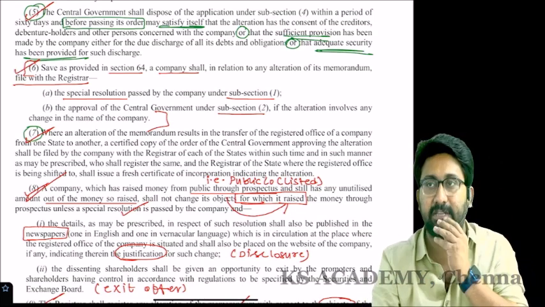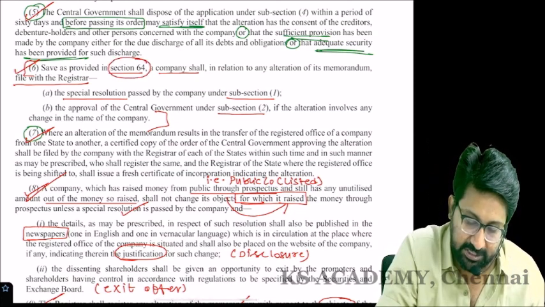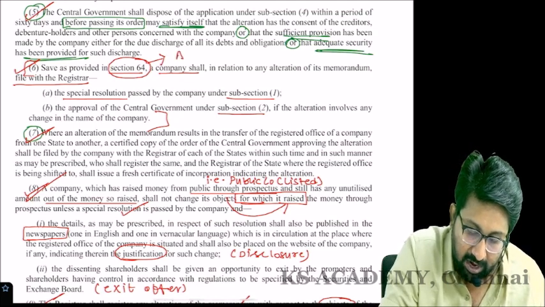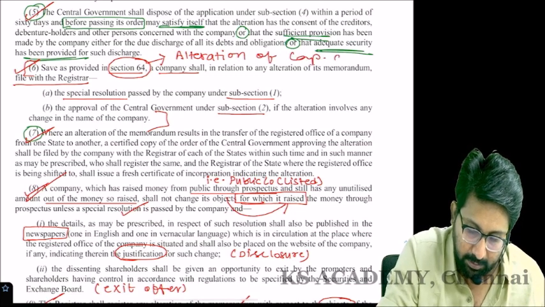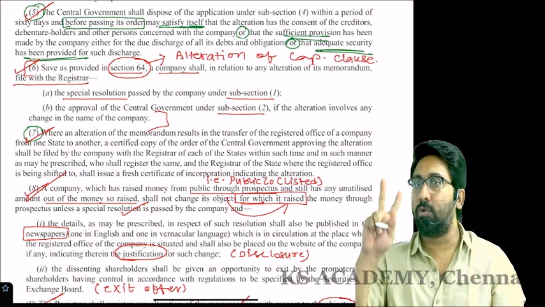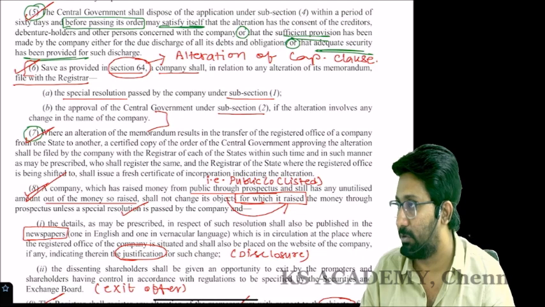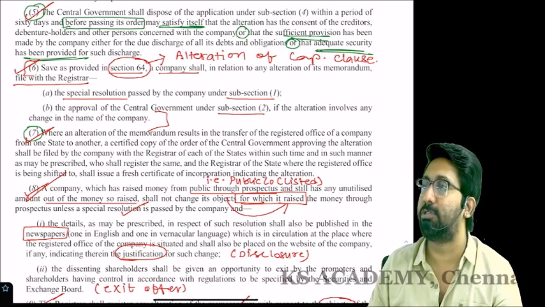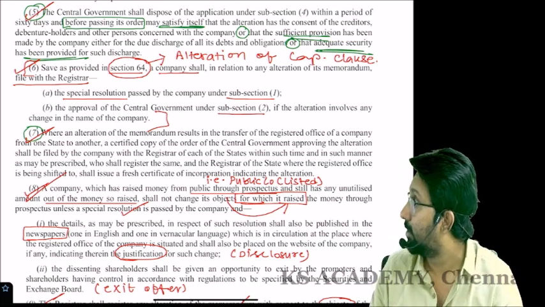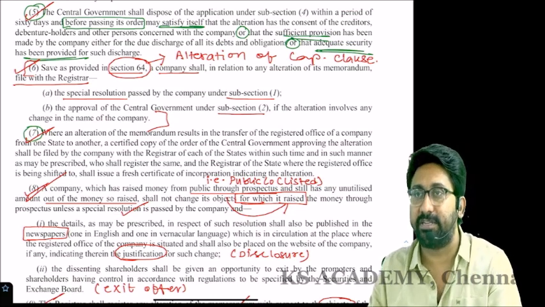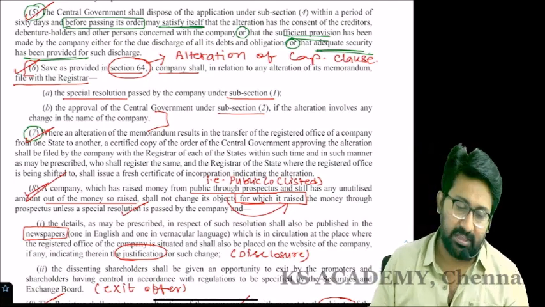But why I am asking you to read this point is, save as provided in section number 64. Section 64 will be talking about alteration of capital clause. There are 2 sections talking about alteration of capital clause, 61 and 64. Why, sir? We will come to the share capital chapter. At that time I will explain why they are said like this. Not now. You can't even understand why it is coming like this now. When we come to that particular chapter, I will explain. Nothing great in this.